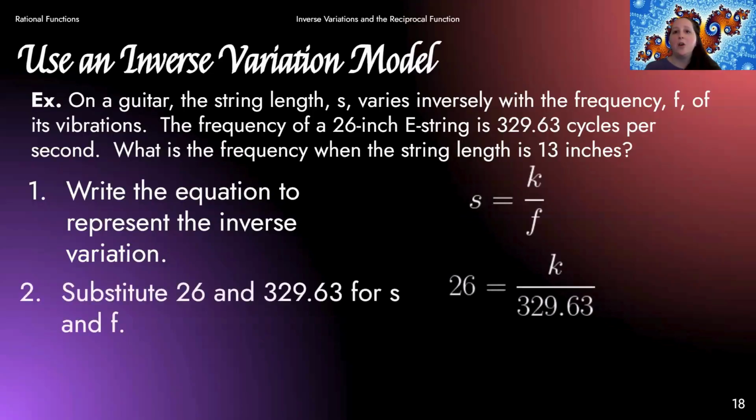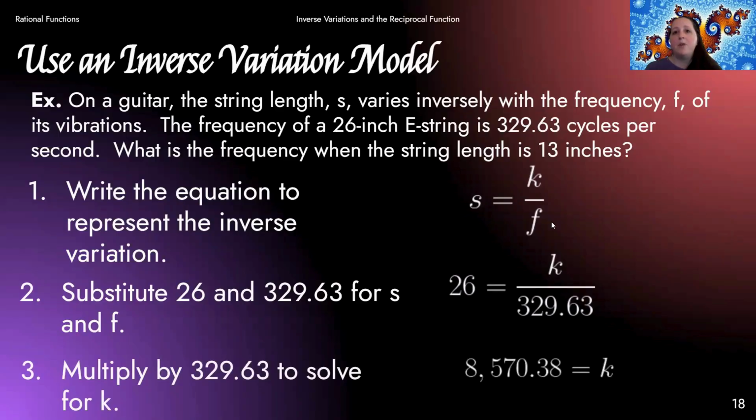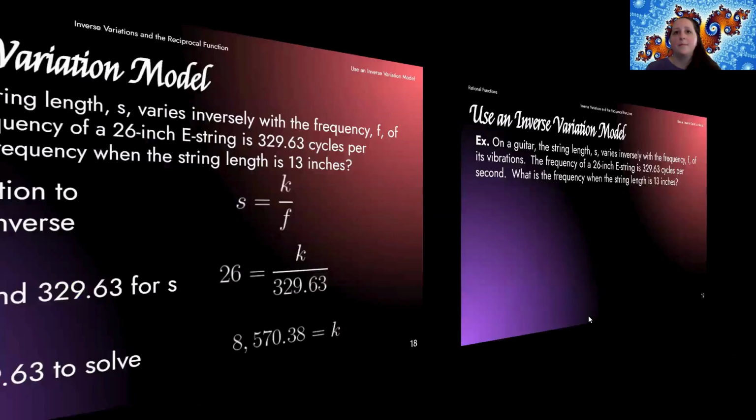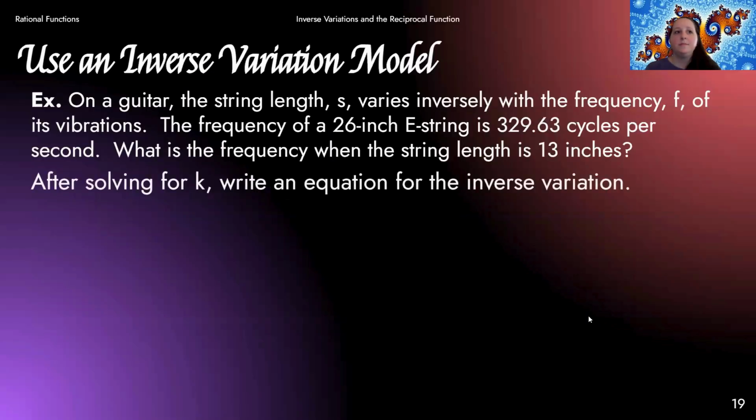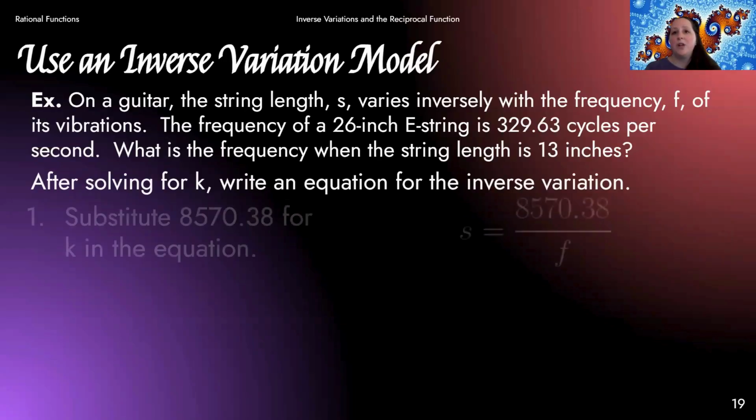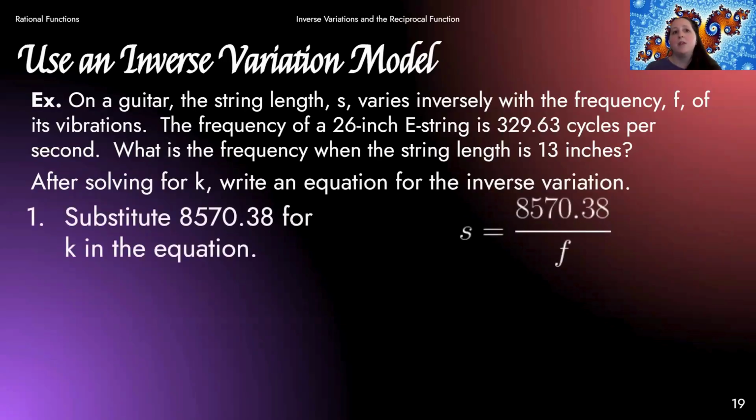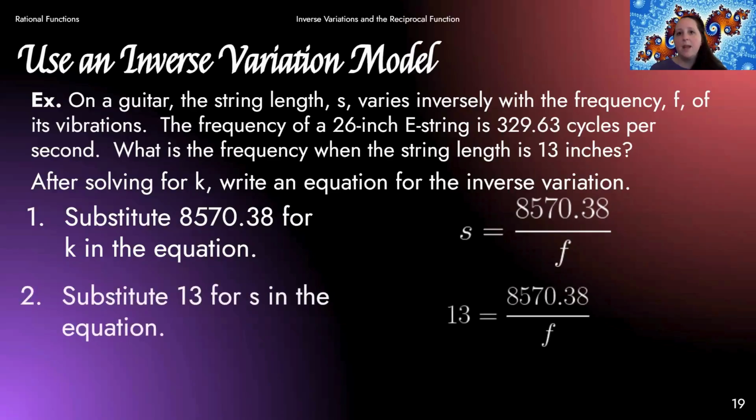I substitute what I know, so the 26 and the 329.63 for S and F respectively. Then I simplify by multiplying 26 times 329.63. Now that I've solved for k, I'm going to write the equation for the inverse variation, which is just substituting that value for k back into it. Then I want to know what my frequency is when I have a string length of 13 inches. So I'm going to substitute 13 in for S, and then I'm going to solve.